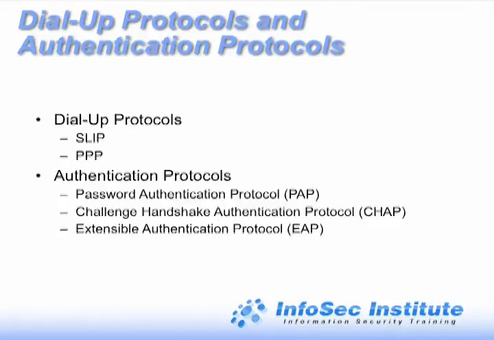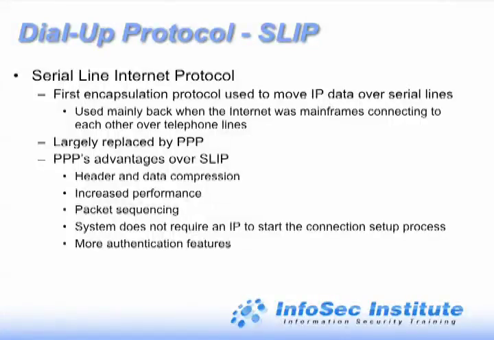Okay, there's PAP, which is Password Authentication Protocol. There's CHAP, which is Challenge Handshake Authentication Protocol. And EAP, Extensible Authentication Protocol. And then SLIP, this is Serial Line Internet Protocol. It first encapsulates the protocol used to move the IP data over serial lines. Then largely replaced by PPP.